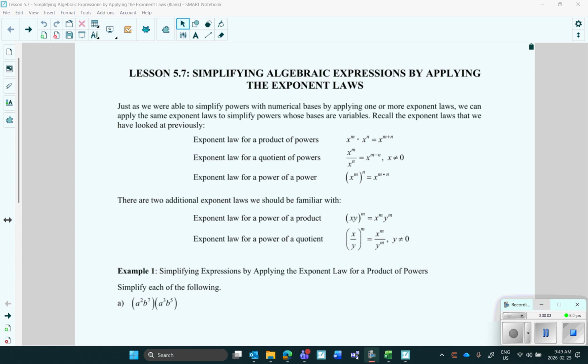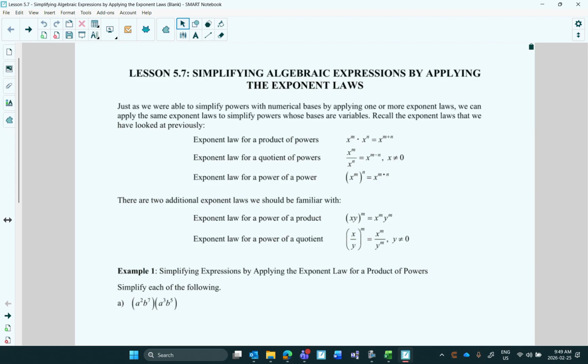So even though there's 2 lessons left in this package, we're not going to do 5.8. We're only going to do 5.7, which is kind of an extension of what you guys have already done this year, and that is the exponent laws. And remember, we talked about 3 main exponent laws.